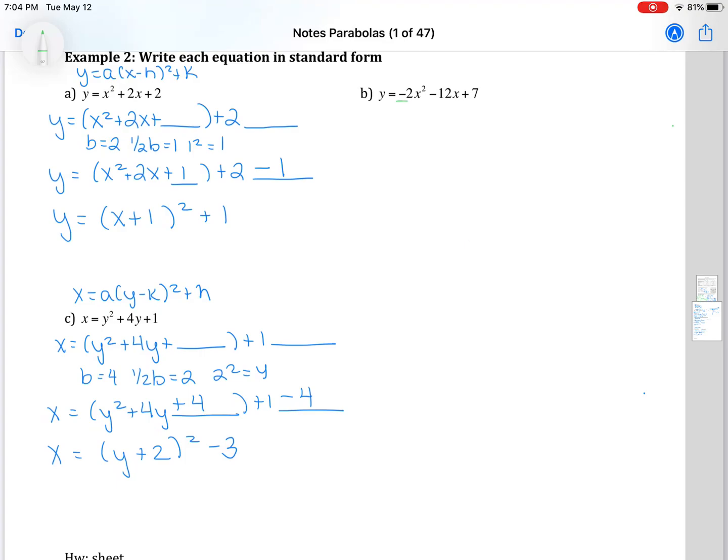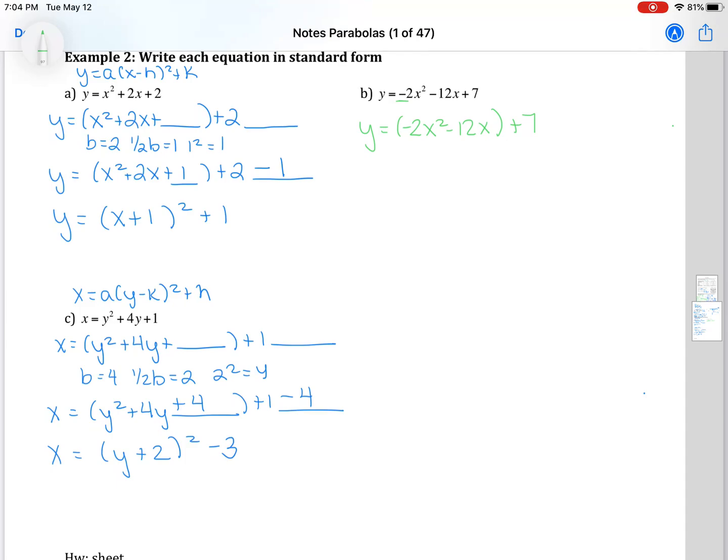All right, so the difference with this b here is that we have this leading coefficient of -2. So this does change some things. So step 1, we're going to continue and put the x's together. I'm just going to put parentheses there for right now with the +7.